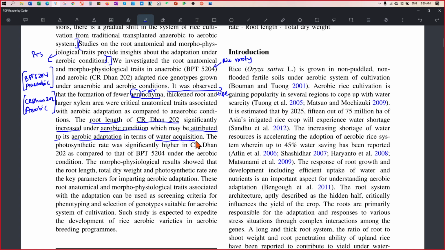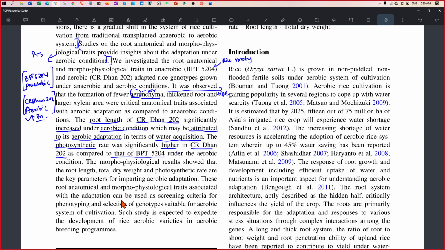Okay. So as you read, take out the keywords, the essence of the sentence. The photosynthetic rate was significantly higher in CR2O2 compared to BPT5204 under aerobic conditions. So this is very important. Photosynthesis higher to that of BP204. So this guy here has high photosynthesis.